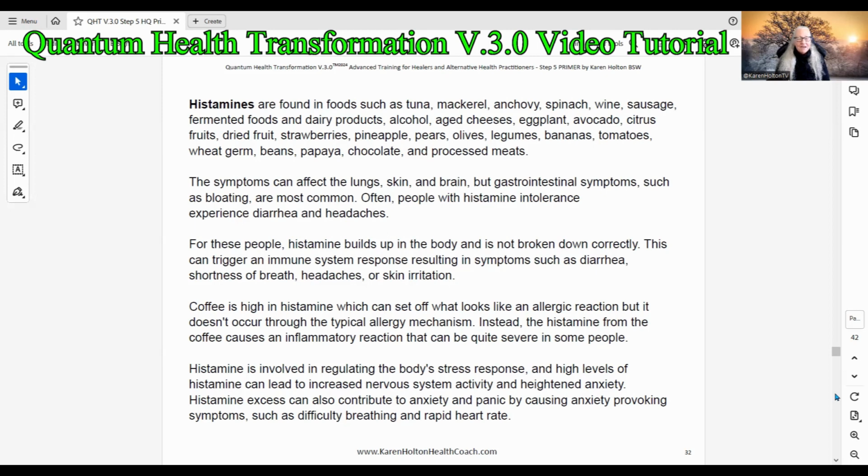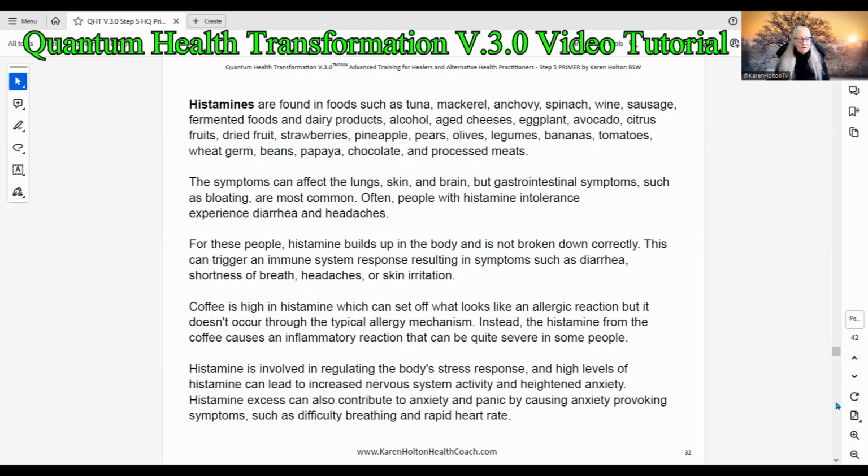The symptoms can affect the lungs, skin, and brain, but gastrointestinal symptoms such as bloating are most common. Often people with histamine intolerance experience diarrhea and headaches. For these people, histamine builds up in the body and is not broken down correctly. This can trigger an immune system response, resulting in symptoms such as diarrhea, shortness of breath, headaches, or skin irritation. Coffee is high in histamine, which can set off what looks like an allergic reaction, but it doesn't occur through the typical allergy mechanism.